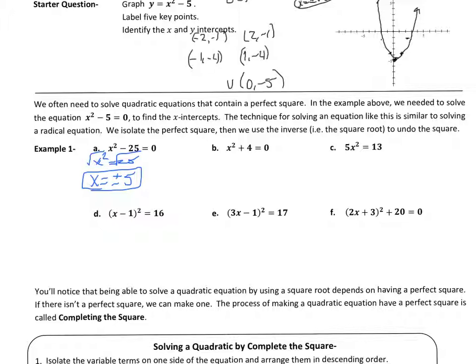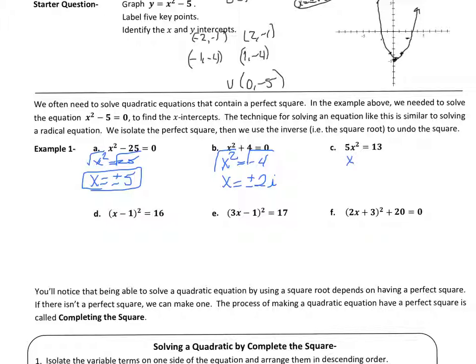All right, so what about part B here? So we subtract 4. And now we square root both sides. What's the square root of -4? 2i, yeah, plus or minus 2i. Okay. Part C, what do we do? Divide by 5 first. Good.